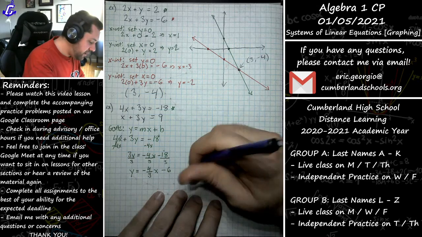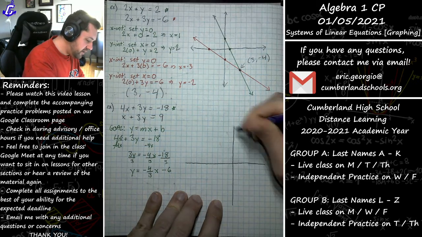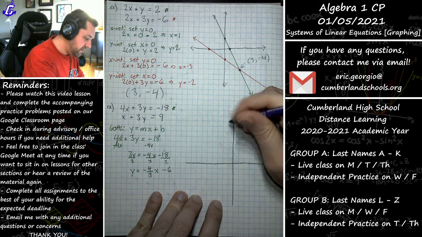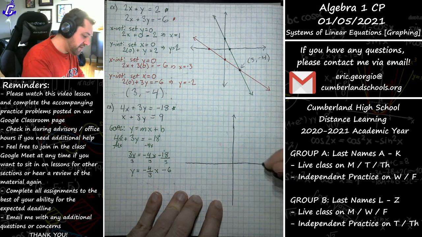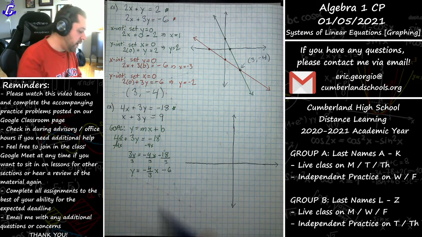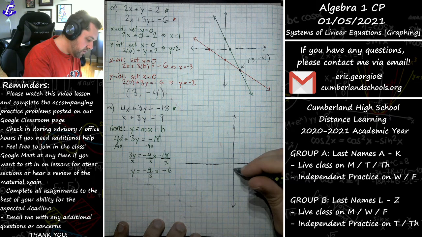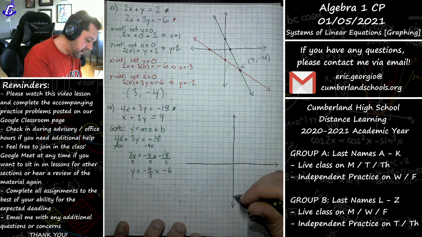I'm going to draw my coordinate plane slightly off center because I'm pretty sure the intersection point is way over here somewhere. So I'm going to draw it slightly off center this time. Let's see how that works. So our y-intercept is at negative 6. That means we go down 1, 2, 3, 4, 5, 6 right here.